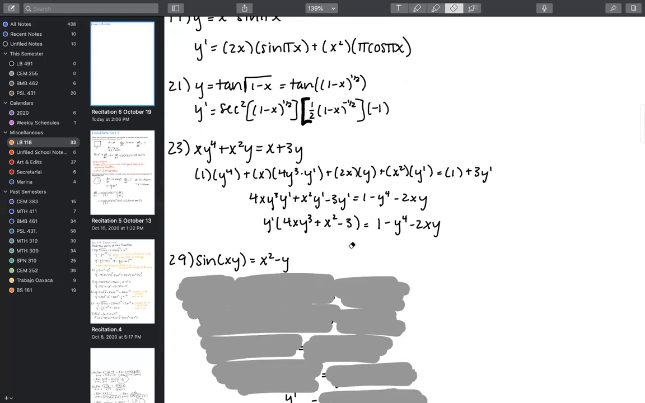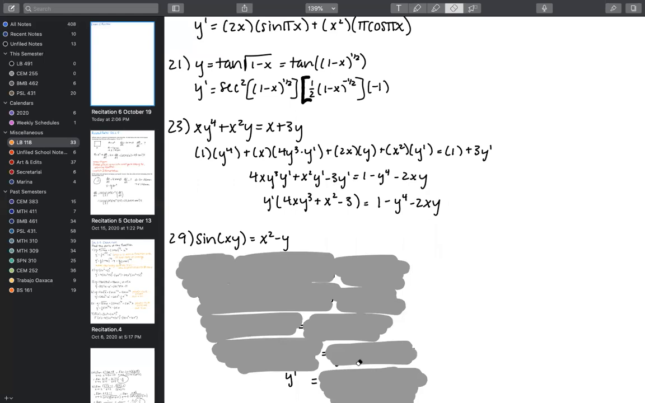And I failed to write the final step, but when we do the problem down here, I do write it out. Basically, we're going to divide everything on the right-hand side by everything inside these parentheses, and y prime will be equal to this fraction, where this is on top and this is on bottom.